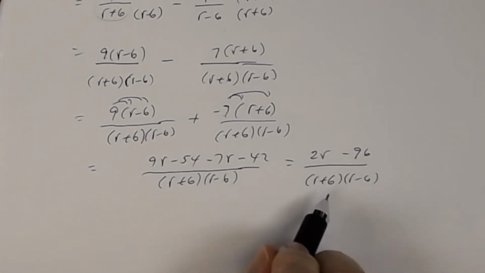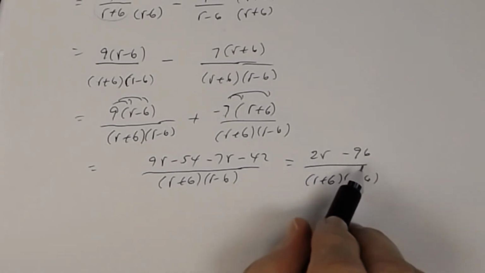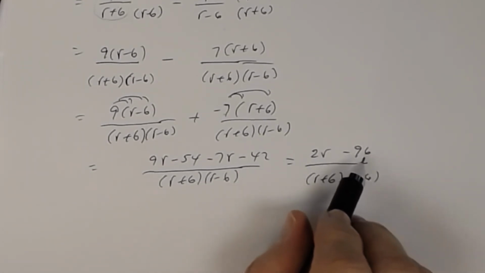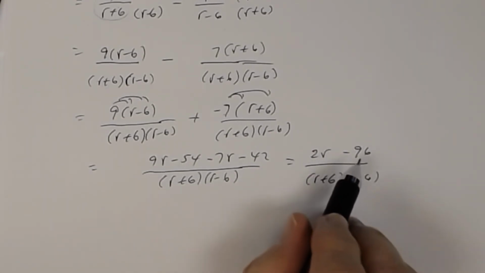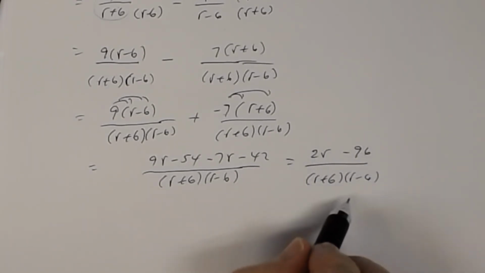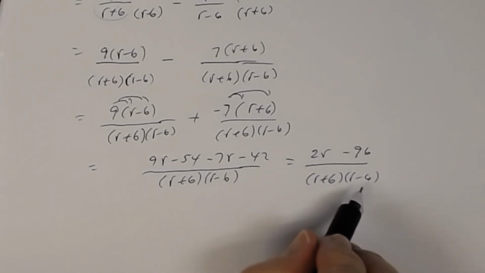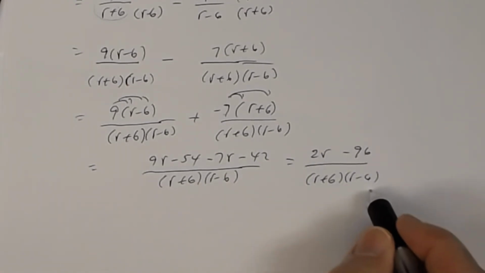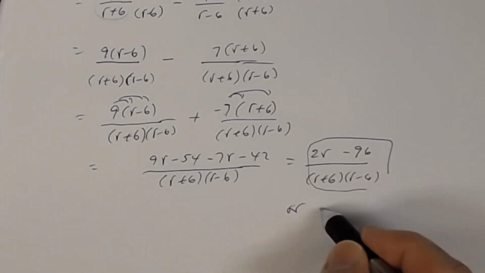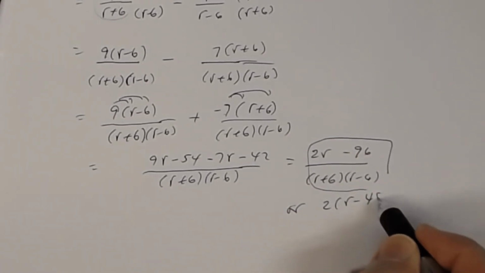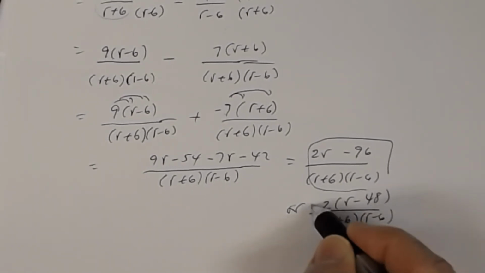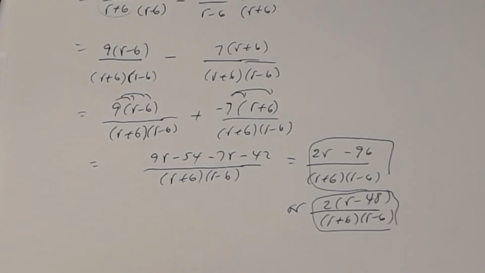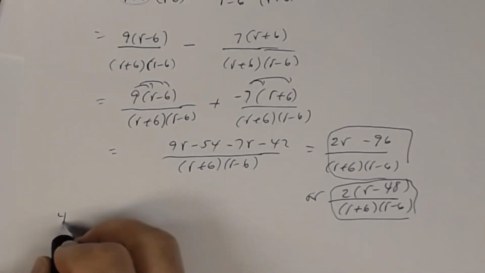Now at this point, what you would need to do is see if you can reduce. You would want to factor the numerator, and you can factor out a 2, but it's not going to help you at all. Factoring out a 2 in the numerator will not help you to reduce. So if you leave your answer like this, that's fine. Or you could say 2 times r minus 48 divided by r plus 6 times r minus 6. Either one of those is fine. All right, let's do number 4.